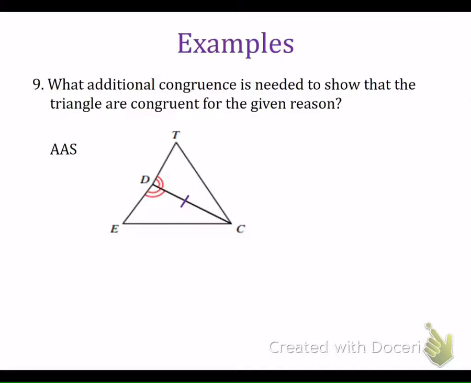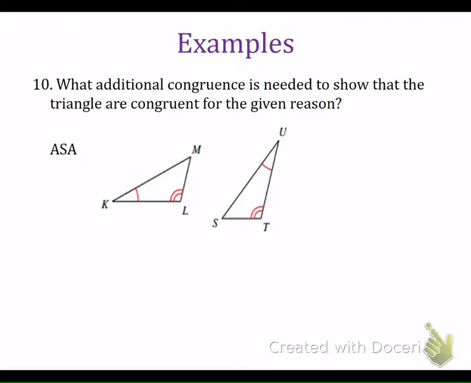An angle. Which angles in particular? So hold on. If we had the angles down here, that would give us angle, side, angle. Or if you went the other way, it'd still be angle, side, angle. So would that work here? No. So you need the other guys. We need angle E to be congruent to angle T to show that these two triangles are congruent by AAS.